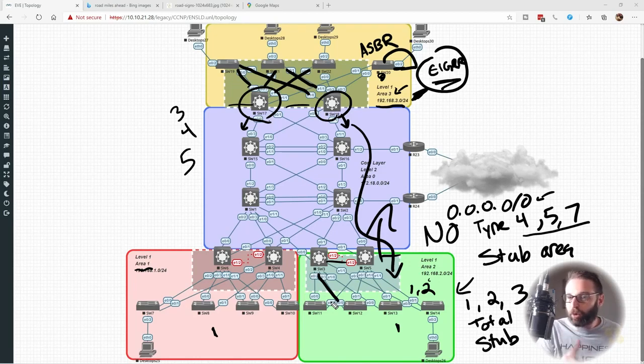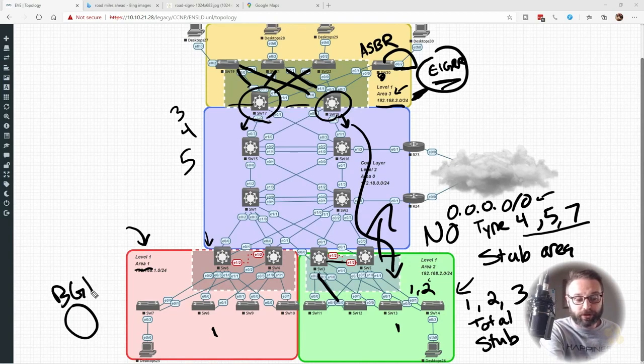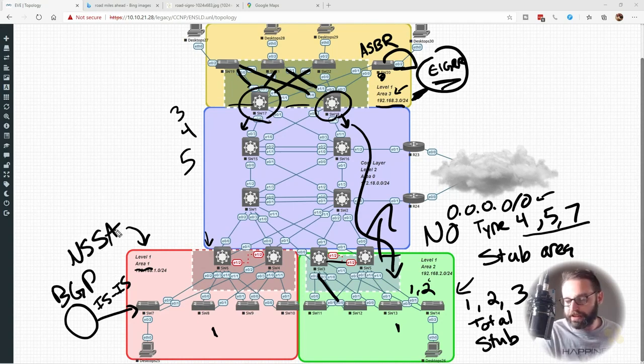Now, I did mention there was one more LSA, the type 7 LSA, and that's where we say this is going to be a stub area. We don't want type 4 or type 5 LSAs, or maybe even type 3 LSAs to come into play, but I might perform redistribution from BGP or IS-IS into this particular area. When all of these devices in here agree that they are a stub area, but we do want to perform route redistribution in this area, it becomes a not so stubby area.